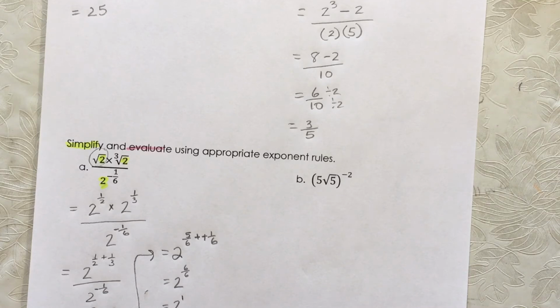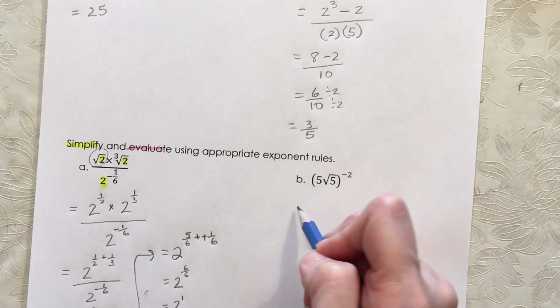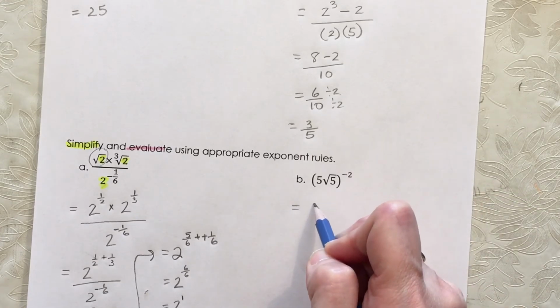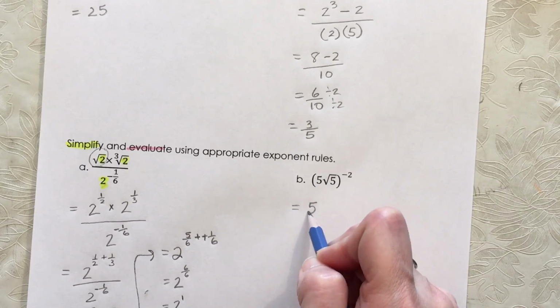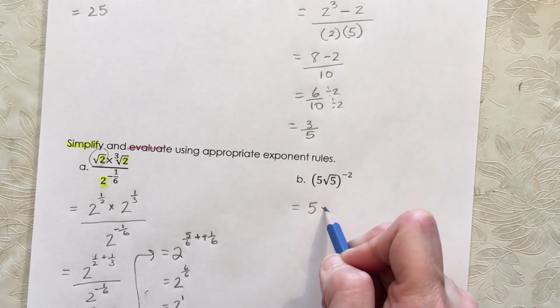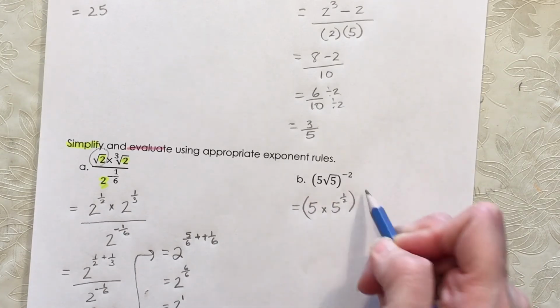So 5 root 5 to the negative 2. What that really means is that 5's not in the little crook here, it's multiplying. So we have 5 times, let me write this as 5 to the 1/2, all to the -2.